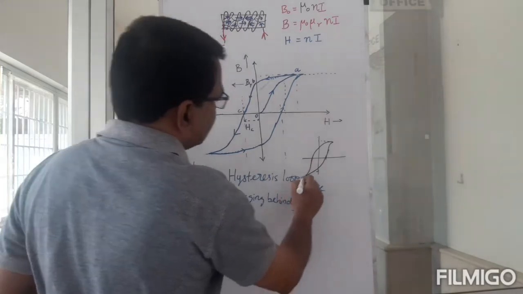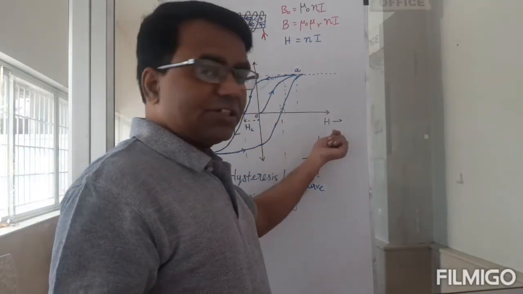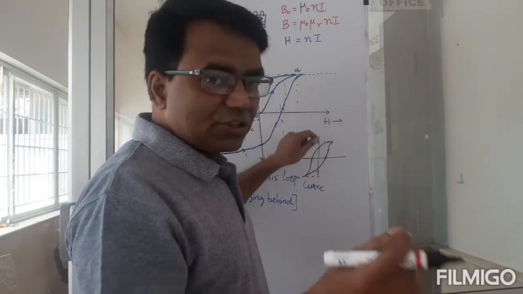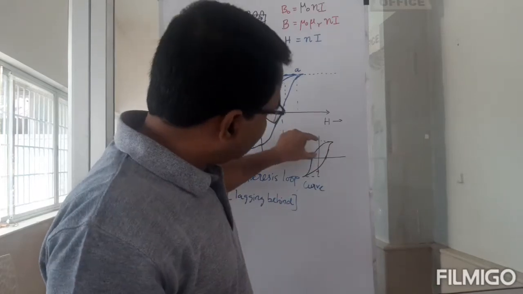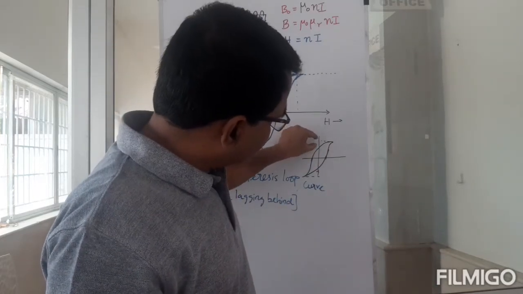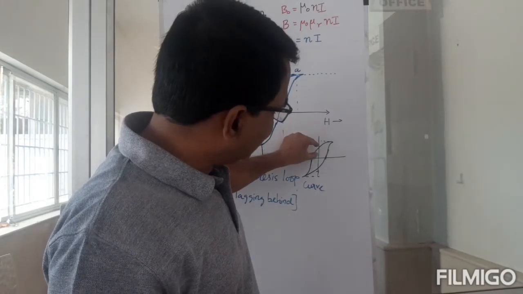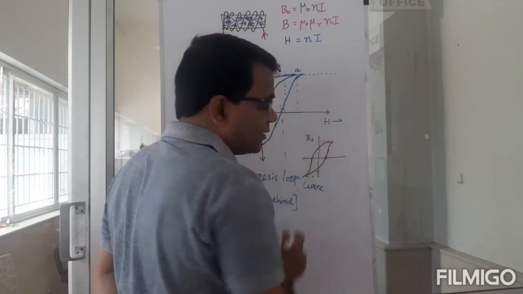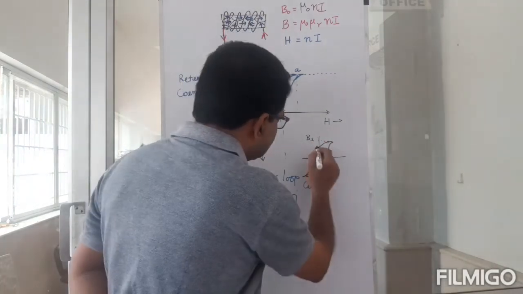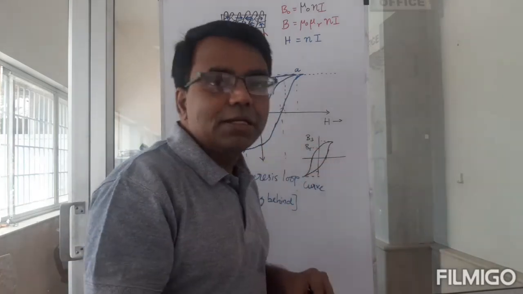Something like this. You see, the saturation is high, but then when you stop the current, the alignment is not that great and it loses a lot of magnetism here. So it reduces a lot, so it has low retentivity. So this is BS, the saturation magnetic field strength, and this is your BR. So BR would be much less than BS.